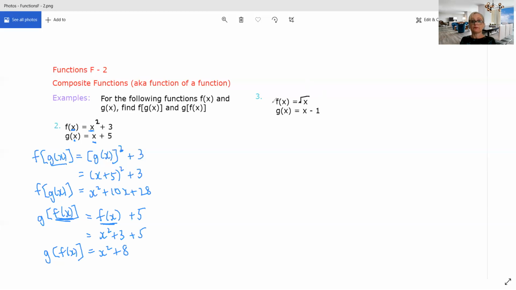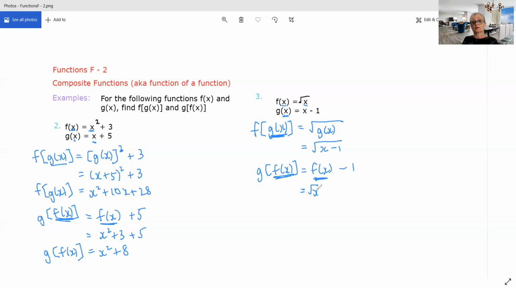Okay, next one, f of g of x means we're going to sub g of x into our f of x rule. So it means we're going to take the square root of g of x. Well, square root of g of x is just square root of x minus 1, and we're already done. G of f of x means we're going to pop f of x into our g rule. So it's going to be f of x minus 1. F of x was root x. And that's it.